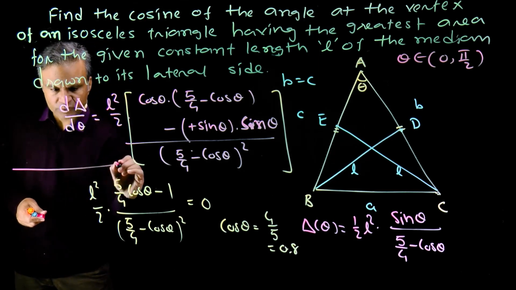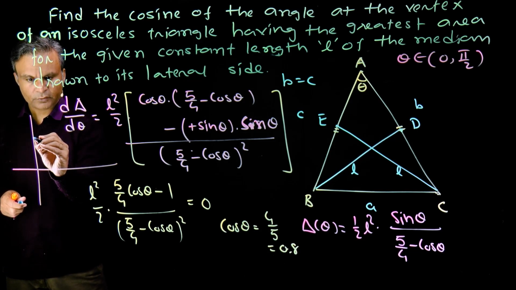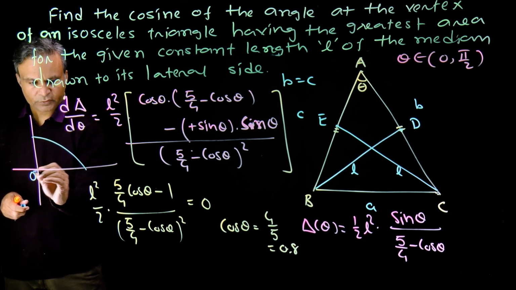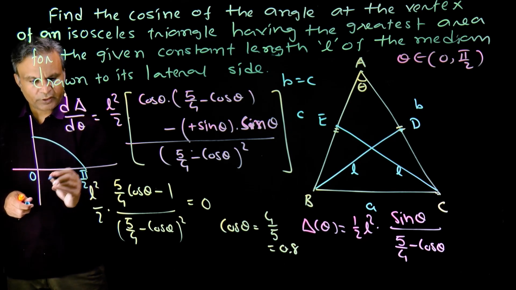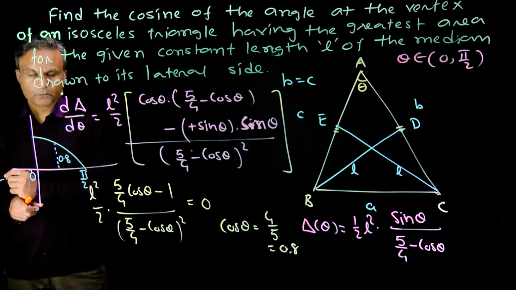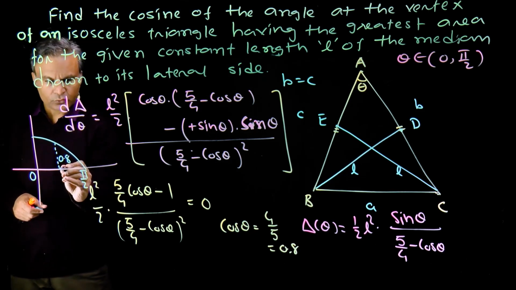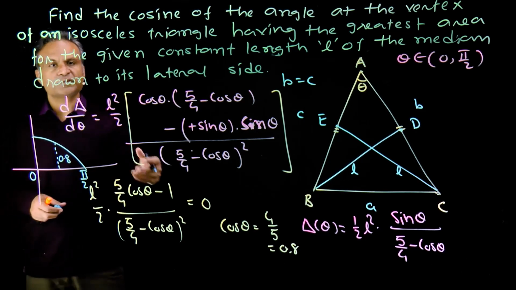In the first quadrant, the cosine function decreases. Let's draw the graph. This is the graph of the cosine function in the first quadrant. Here we have height 0.8. This is cos theta. Cos theta is equal to 0.8. Here the angle theta will be cos inverse 0.8.